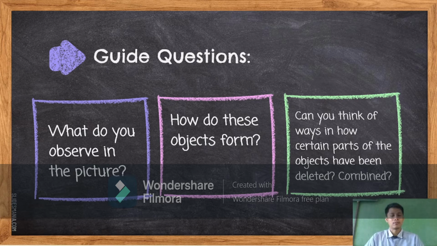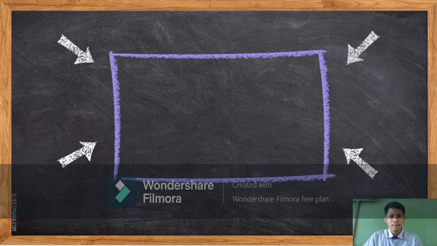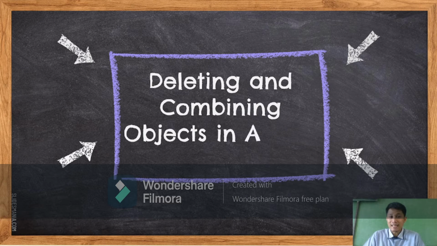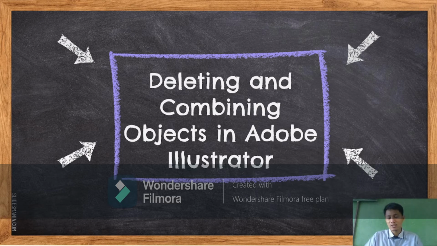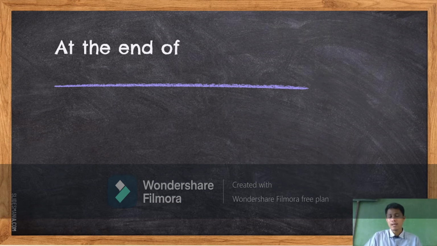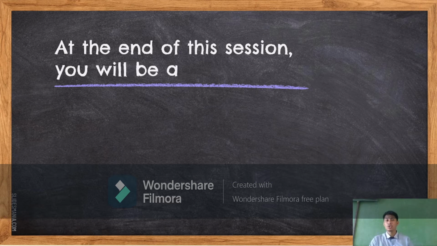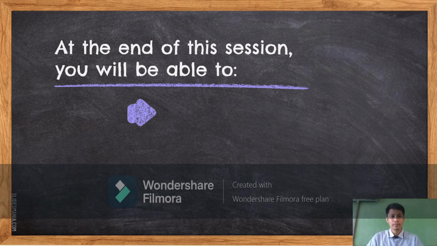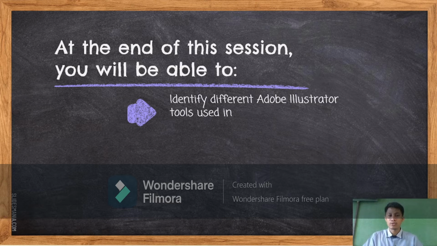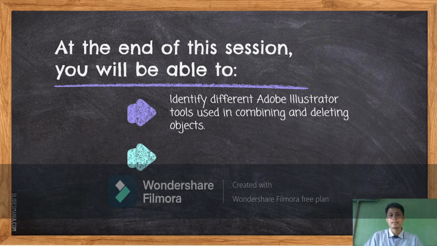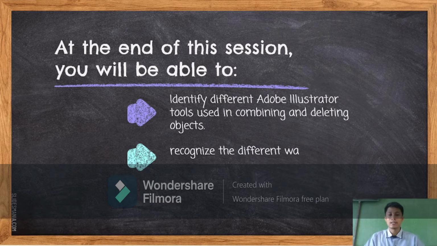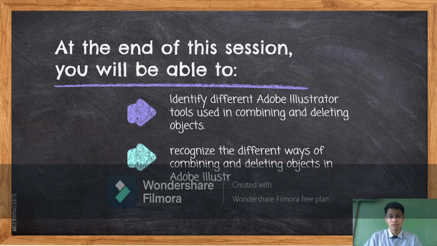Now, our topic is deleting and combining objects in Adobe Illustrator. Before that, at the end of this session, you will be able to first, identify different Adobe Illustrator tools used in combining and deleting objects. Next, recognize the different ways of combining and deleting objects in Adobe Illustrator.